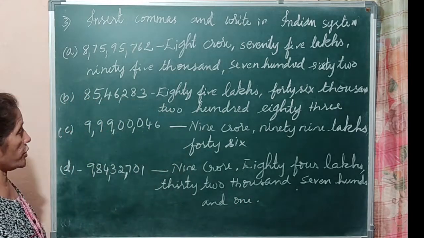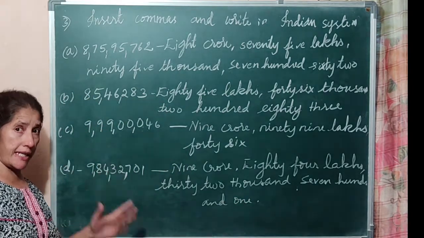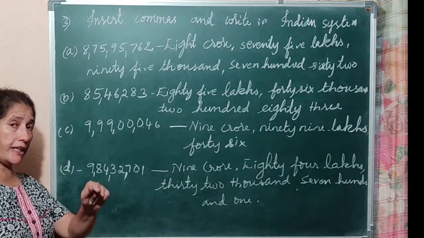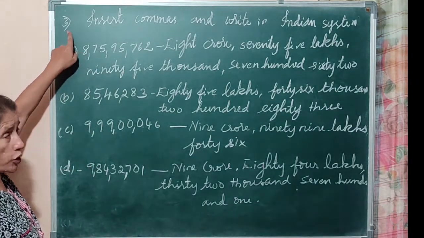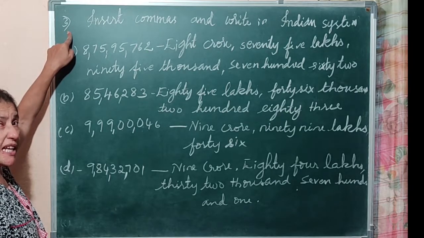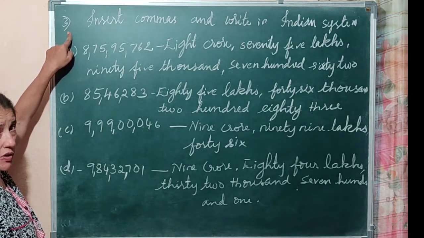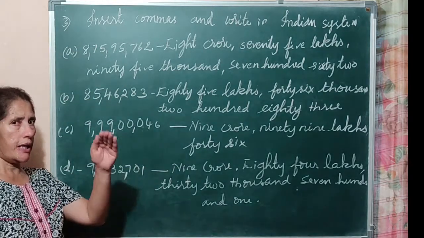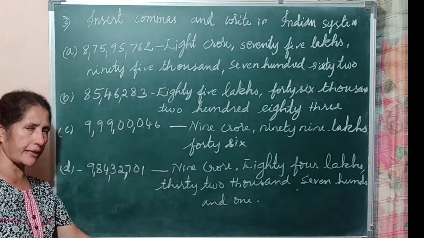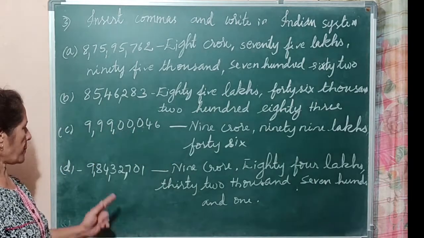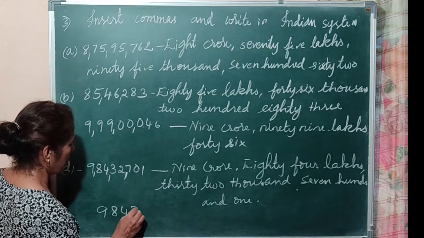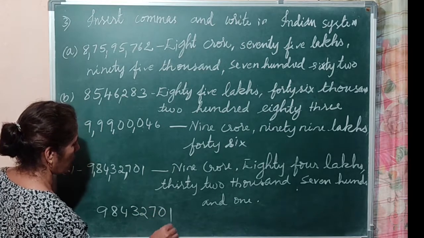I hope you understood how to read the numbers in Indian system. The sums they have given as the last, fourth question, I have already worked out while I discussed the million system, how to read the numbers in the million system. In million system, units, tens, hundreds, 1,000, 10,000, 100,000, million. Suppose the same number you want to write in the million system, 9843271.